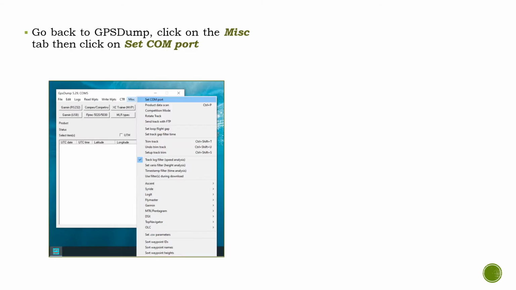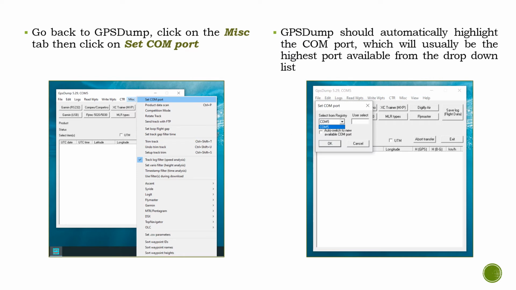Now go back to GPSDmp and click on the Miscellaneous tab. Select Set COM Port. GPSDmp should automatically highlight the COM port you will be using, and it usually is the highest port available. Once you have this highlighted, click OK.